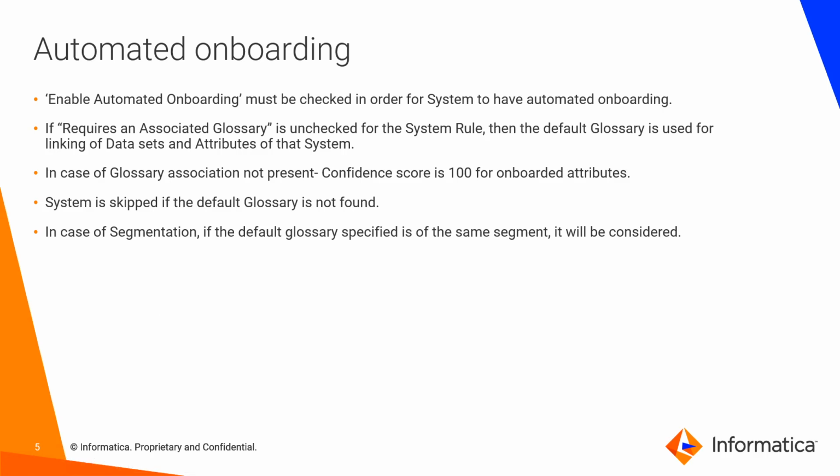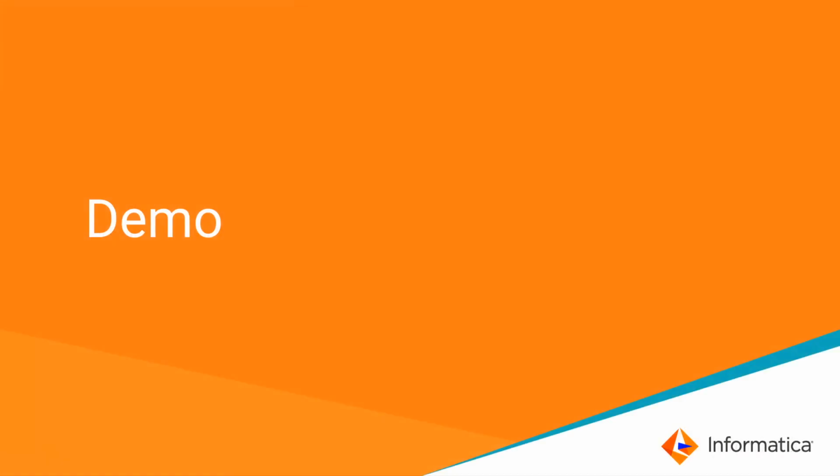And if a system belongs to a private segment, then the dataset within the system must belong to the same private segment. Similarly, if a system belongs to an enterprise segment, then the dataset could be present in either a private or an enterprise segment. Now we will see a quick demo.